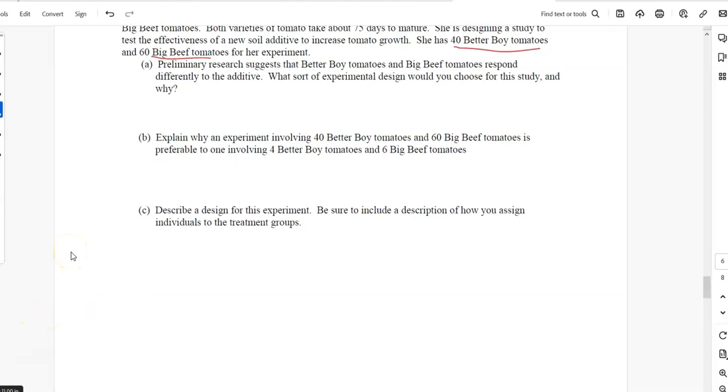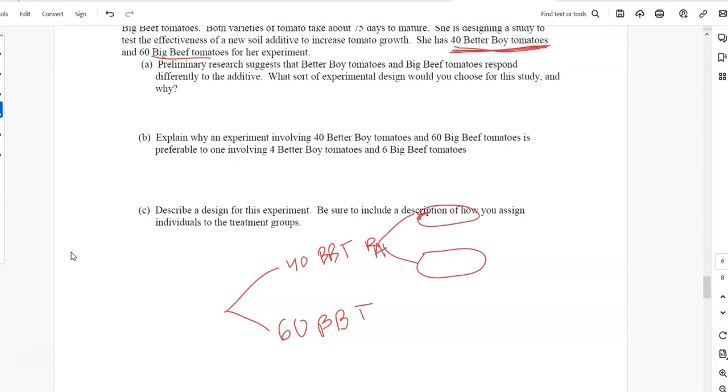Okay, so we're going to do a randomized block design. So you're going to block, and we block not by randomness. We choose one group, 40 Better Boy tomatoes, and there are 60 Big Beef tomatoes. My abbreviations do not work out very well there because Better Boy has the same abbreviation as Big Beef, but hopefully this is the beef one and this is the boy one. So we are not randomly assigning here. Within each block, we do random assignment. We randomly assign the treatment or the placebo, if there's a placebo here.